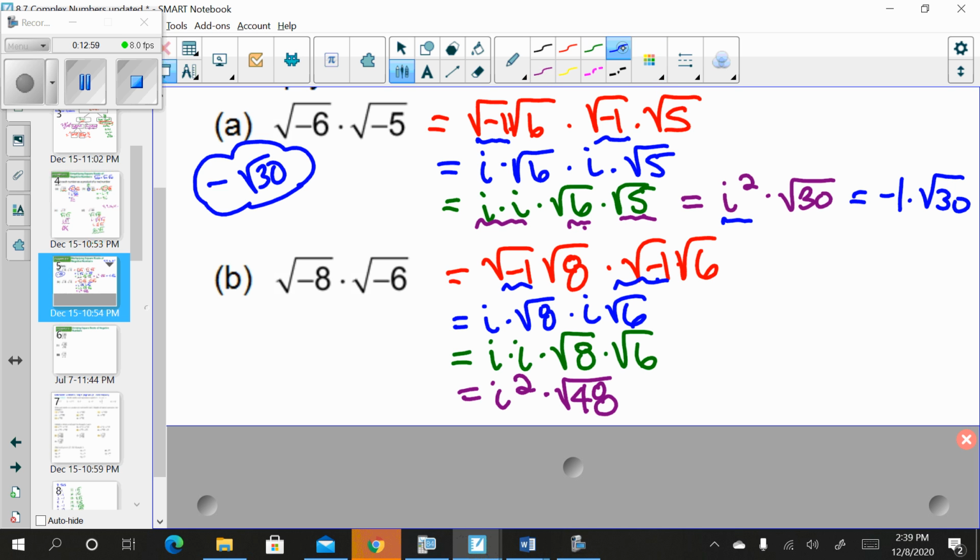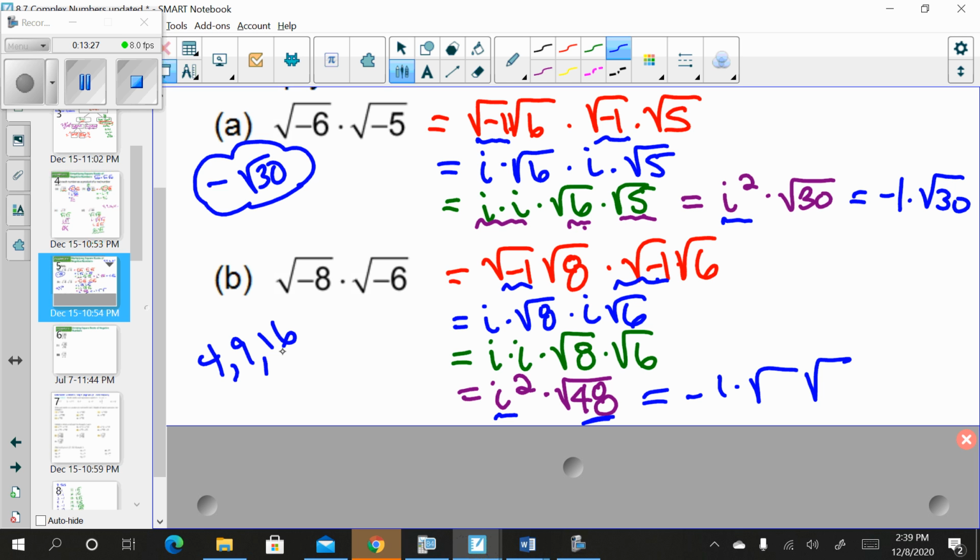Let's see what we can simplify. I'm going to see if I can do anything with this. i squared is equal to -1. So that's okay. And then 48, that's not a perfect square, but I'm going to see if there's anything I can do to break that down. Are there any perfect squares that divide into 48? Well, 4 sure does. 4 times 12. 9 doesn't. How about 16? 16 would be the biggest number that can divide in there.